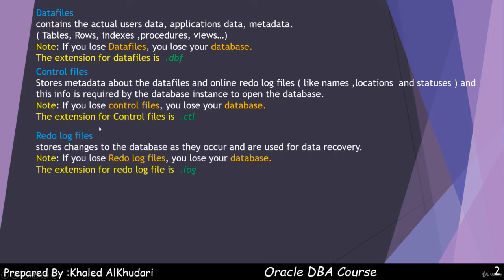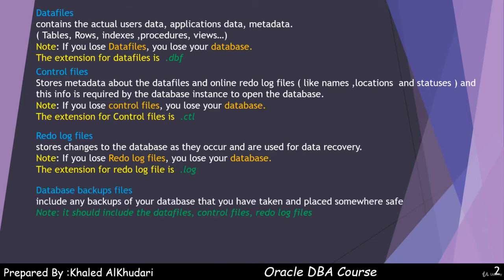Now, the third, and also very important, is the redo log files. We talked about redo log files before. The redo log files store changes to the database as they occur and are used for data recovery. So these files contain the changes that happened to the database, like DML and DCL operations. Also, if you lose the redo log files, then you are losing your database. The extension for redo log files is .log.